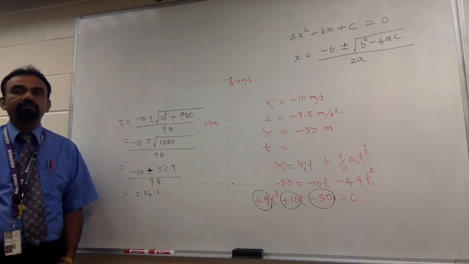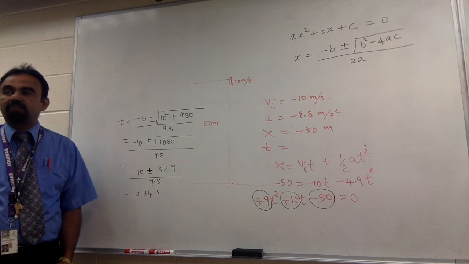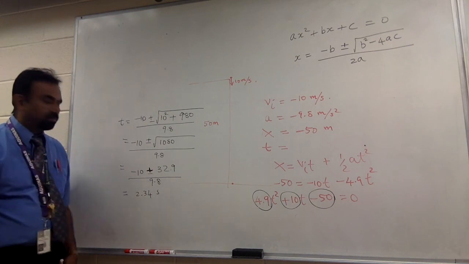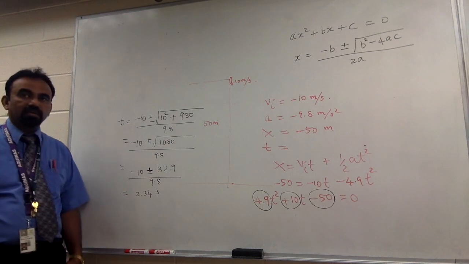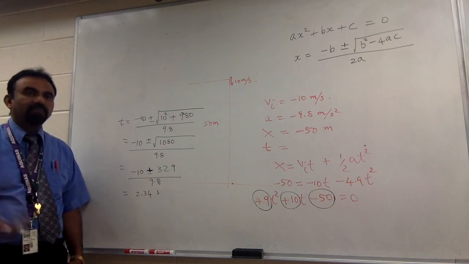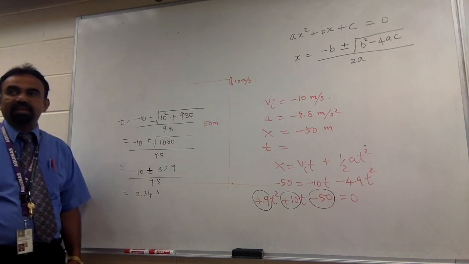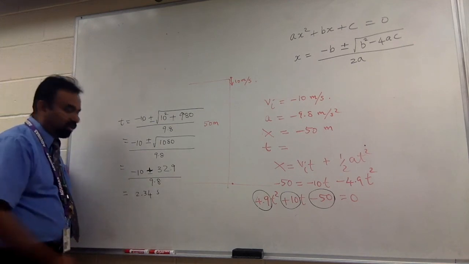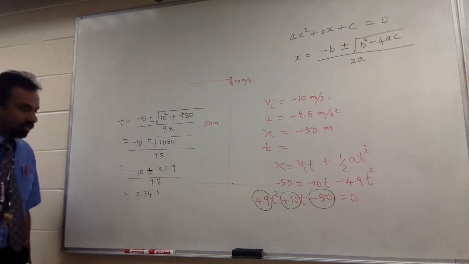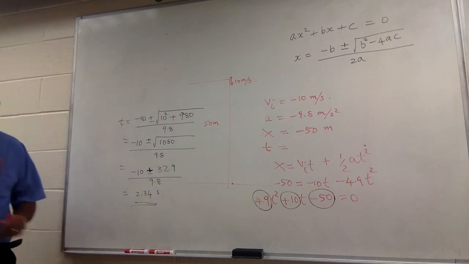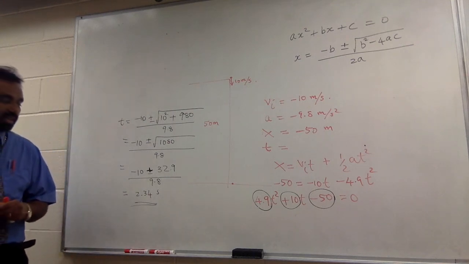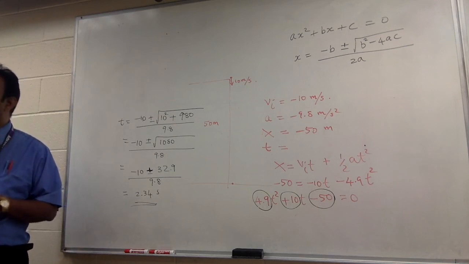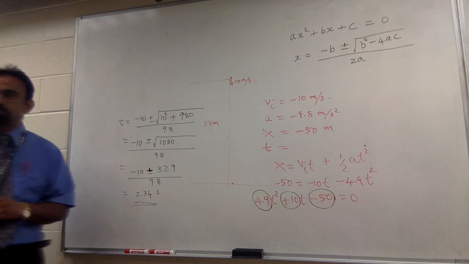Throw it away. You don't take the negative time, so you only take the positive time. The negative time comes out around negative 5.4 or something like that. Throw it away, because we don't want the negative time. So that is your answer: the stone is going to reach the ground after 2.34 seconds. Get it?